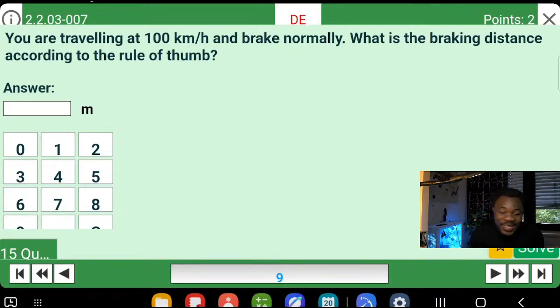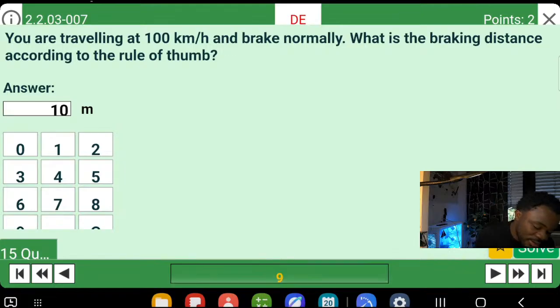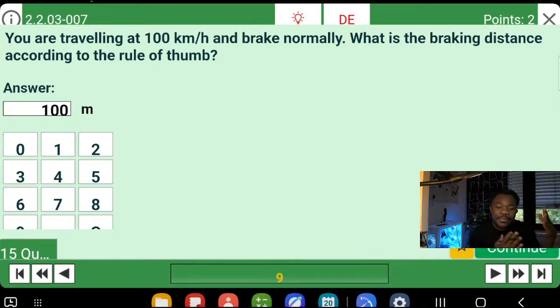Right here, what's the answer to this question? You're traveling at 100 kilometers per hour and brake normally. What is the braking distance according to the rule of thumb? This is the most simple question you will see today, because it's very straightforward. To get the braking distance is simply the speed traveling divided by 10, times the speed traveling divided by 10.